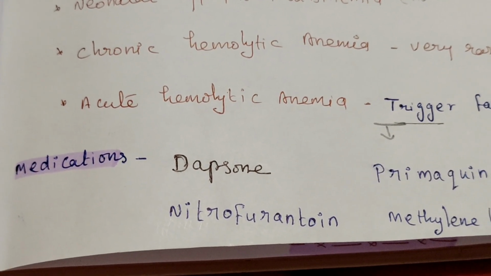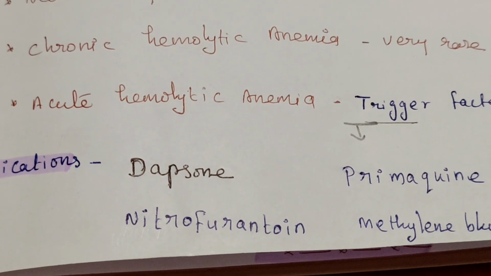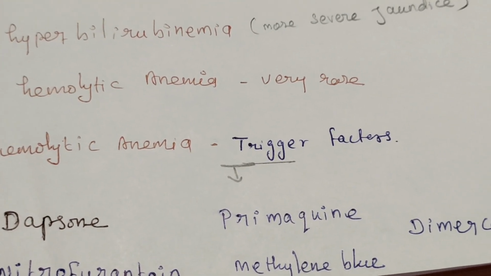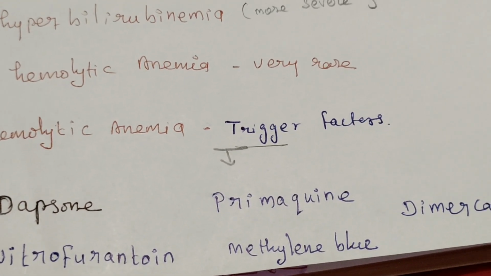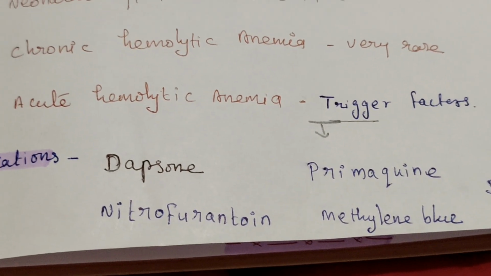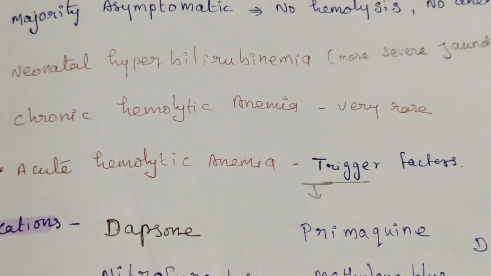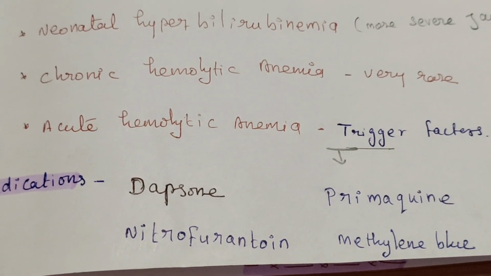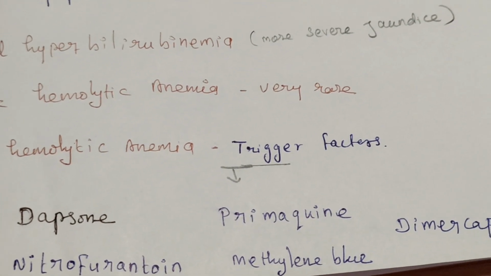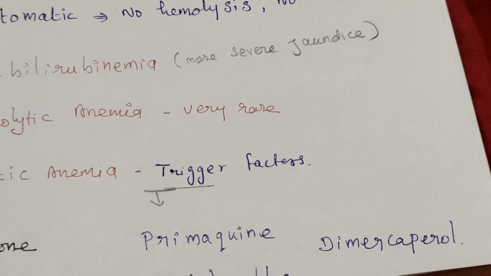Trigger factors include some medications: dapsone, nitrofurantoin, primaquine, methylene blue and dimercaprol. These are the factors that trigger and cause acute hemolytic anemia. The chronic condition is rare; the acute condition is because of some medication: dapsone, nitrofurantoin, primaquine, methylene blue, then dimercaprol.